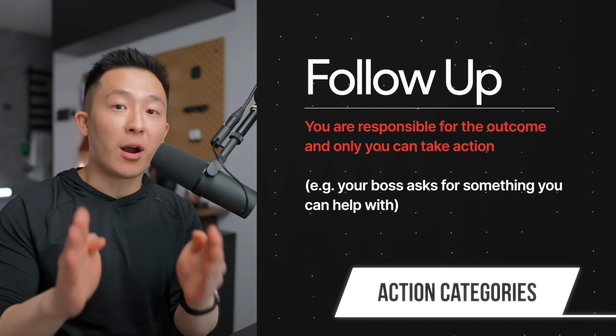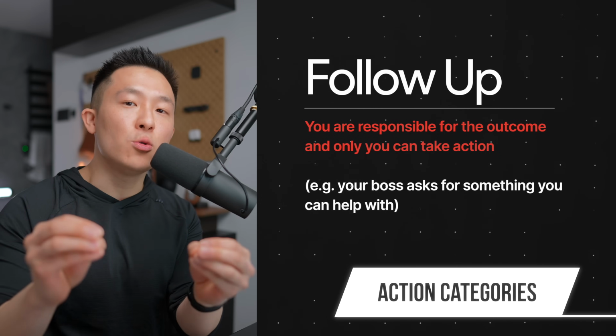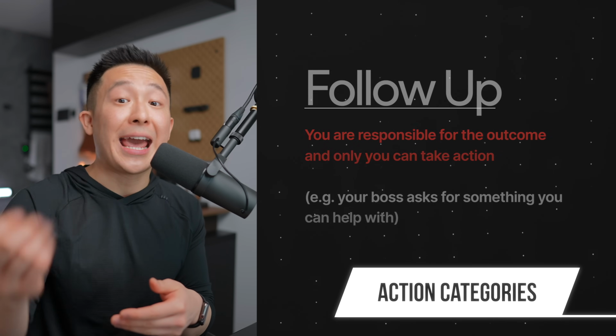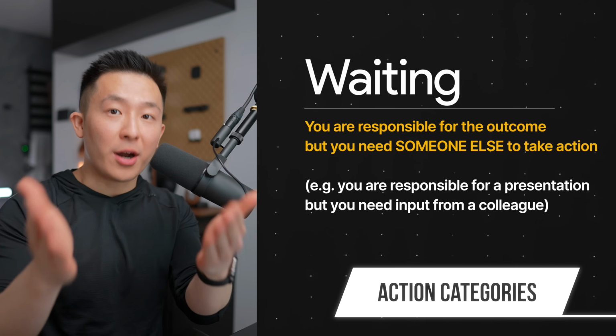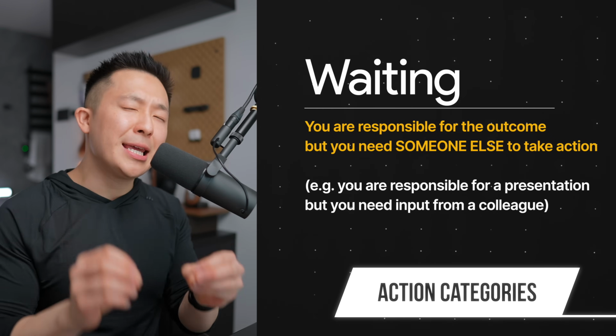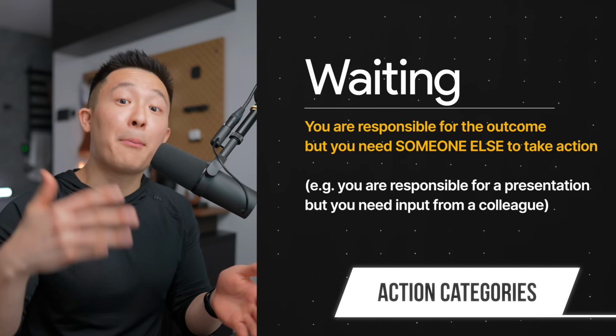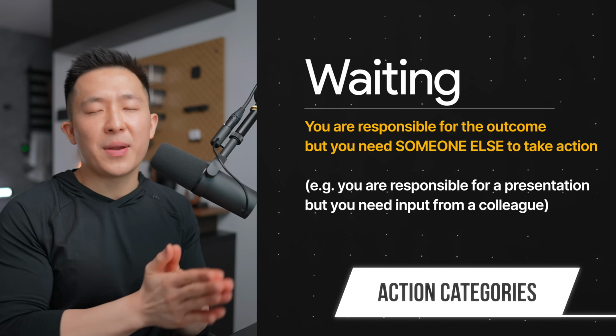The guiding principle here is that there are only 4 types of actions you will ever take with any kind of email. First, follow-up emails are when you are responsible for the outcome and only you can take action. For example, your boss asks you a question that you know the answer to. Waiting emails are for when you are still responsible for the outcome, but you need someone else to take action. For example, your manager wants you to prepare a presentation, but you need input from another colleague.